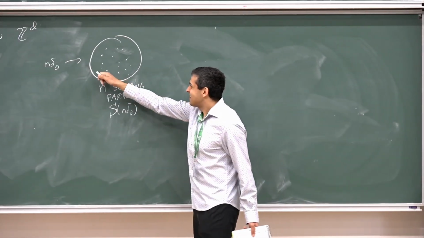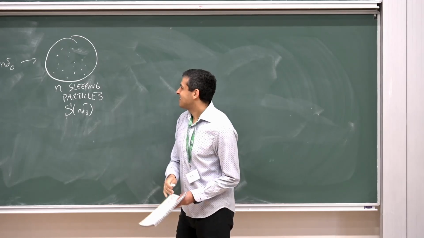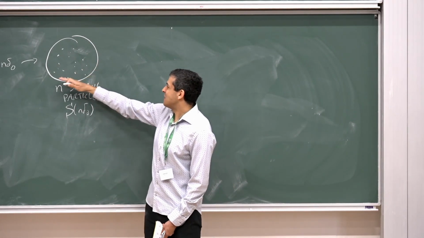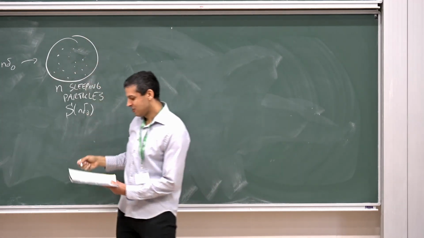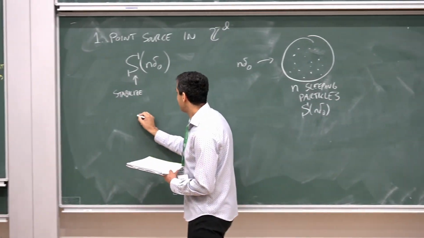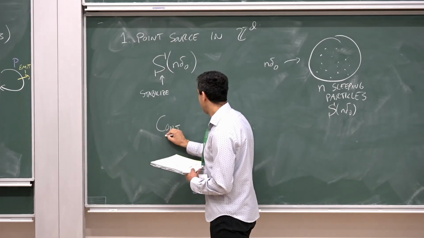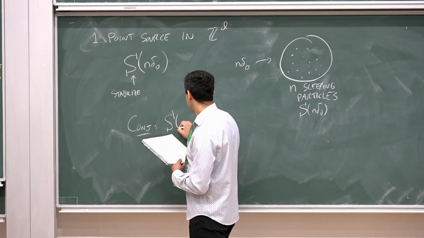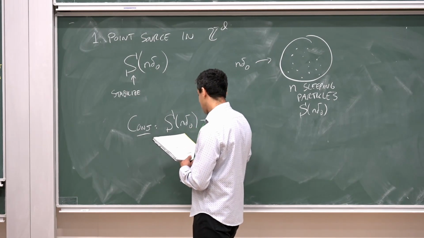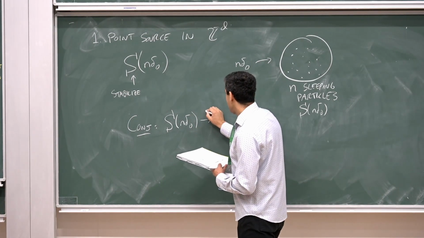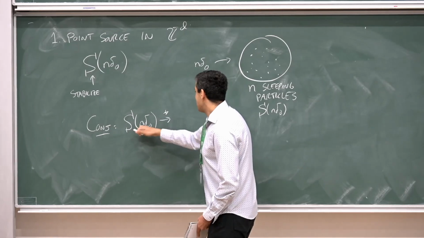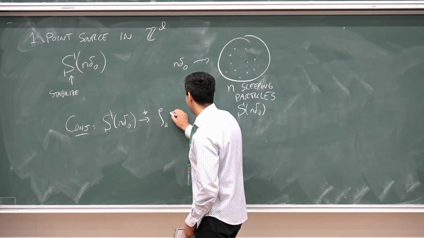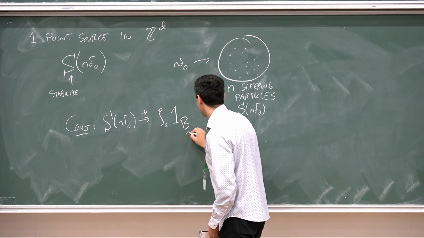And the conjecture is that they will spread out to fill up approximately a Euclidean ball, and you'll have a constant density on the ball. So if you rescale this, then it should converge in weak star to a constant, which I'll call zeta A, times the indicator of a ball.